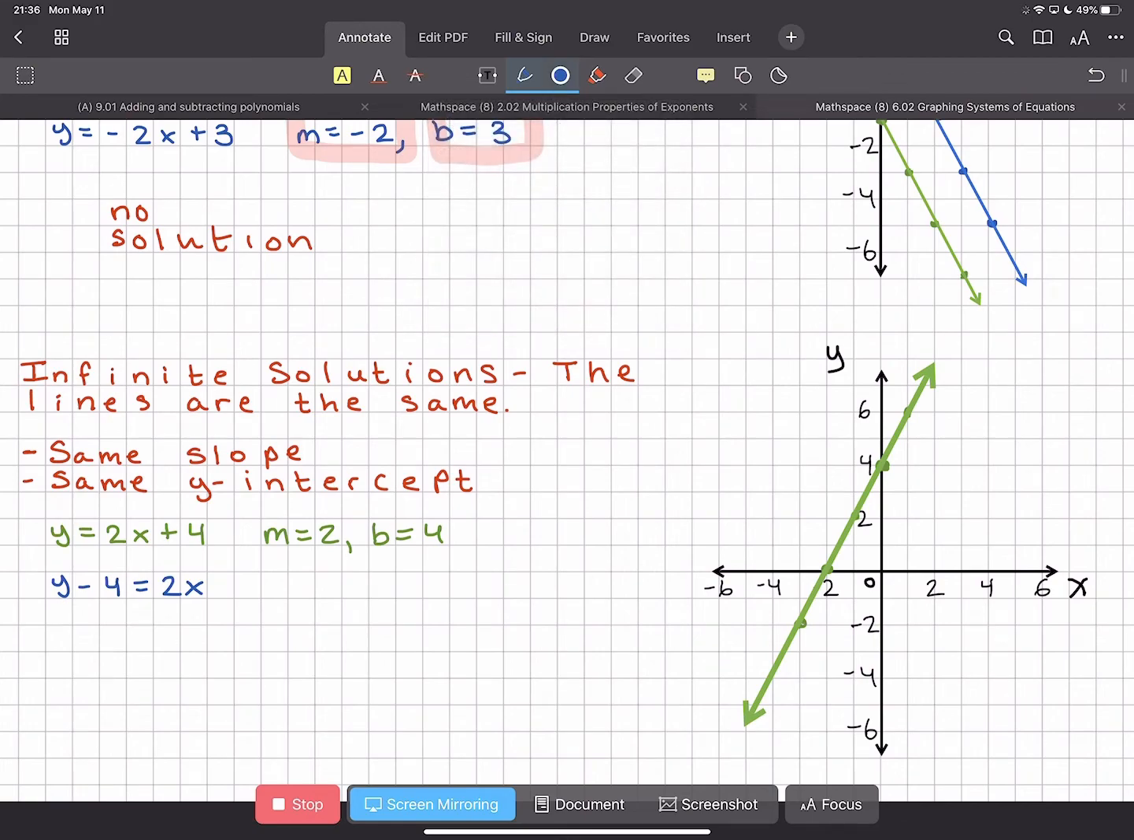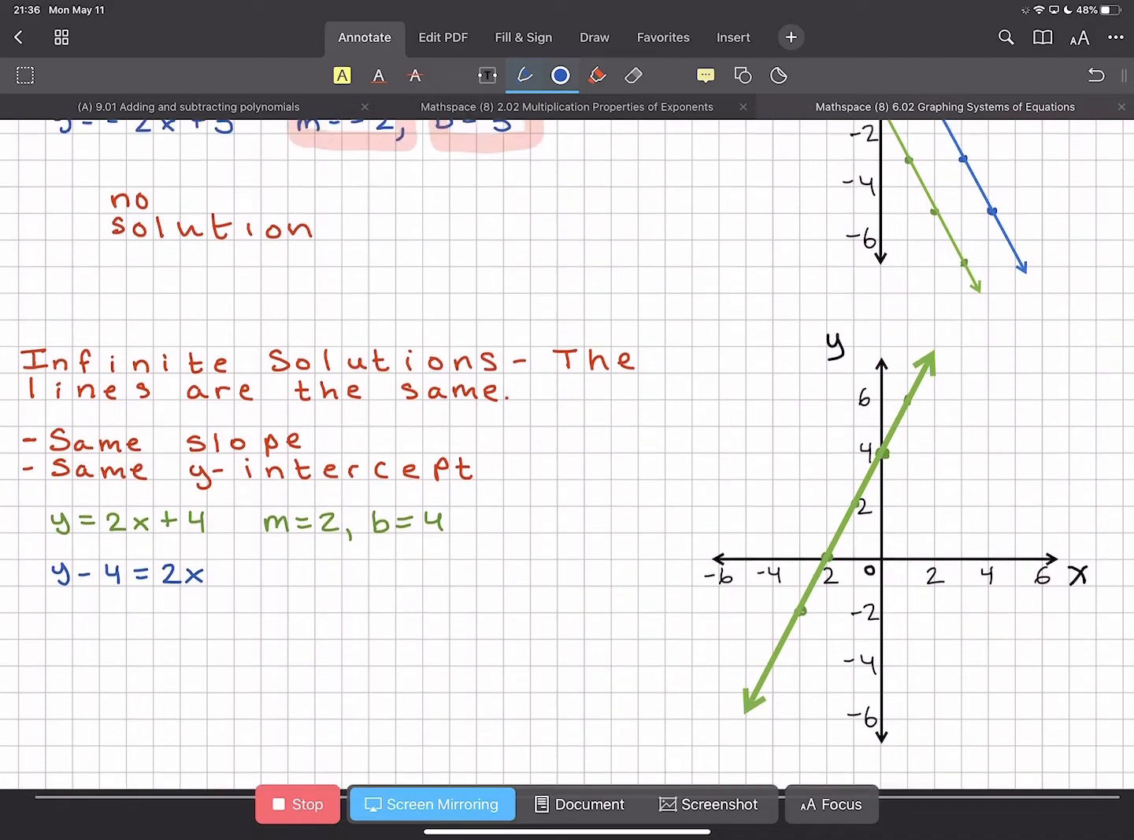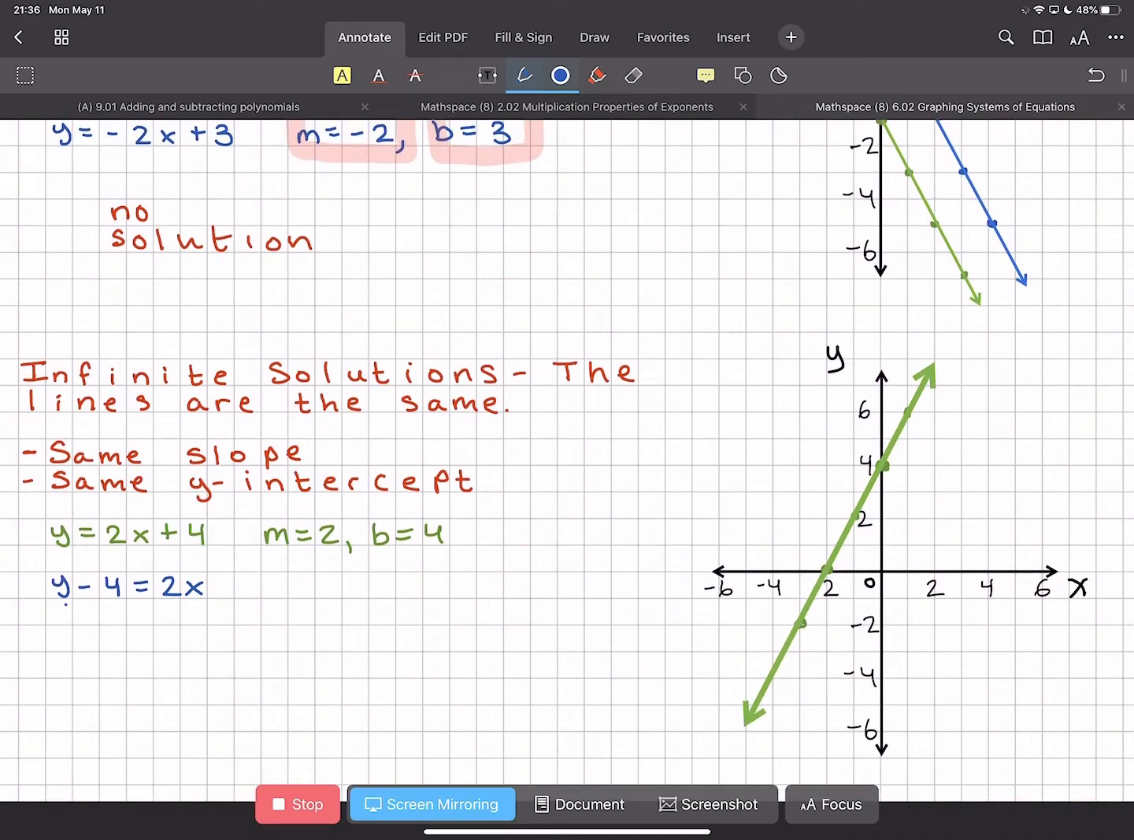Now I'm going to graph the second equation, and we'll see that it'll overlap. One thing I noticed, though, is that this is not in slope-intercept form. Slope-intercept form would be y equals mx plus b, and this is y minus 4 equals 2x. So I'm just going to rewrite this so that it is in slope-intercept form. So I'm going to add 4 to both sides, and you can see I've got y equals 2x plus 4.